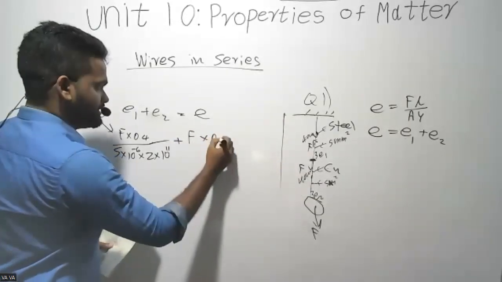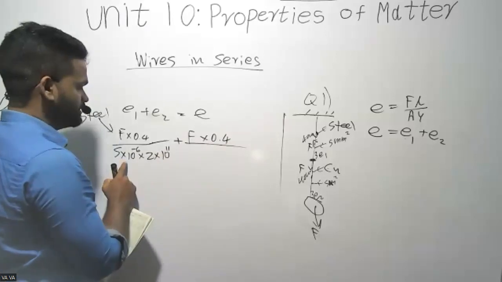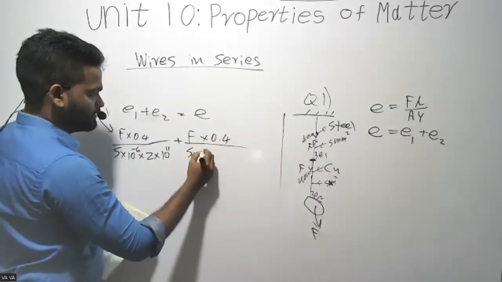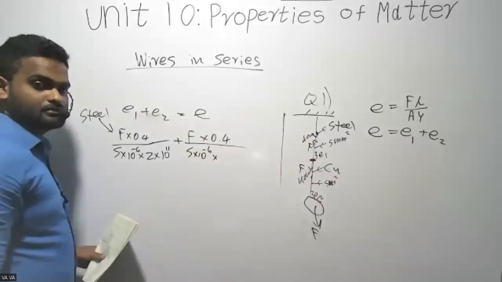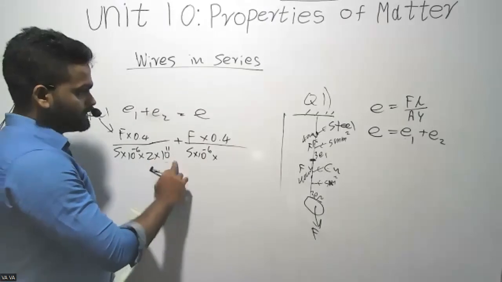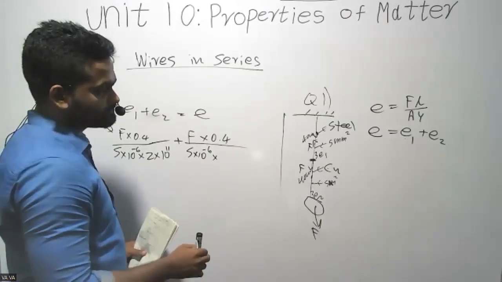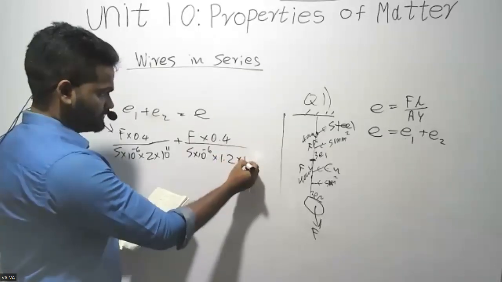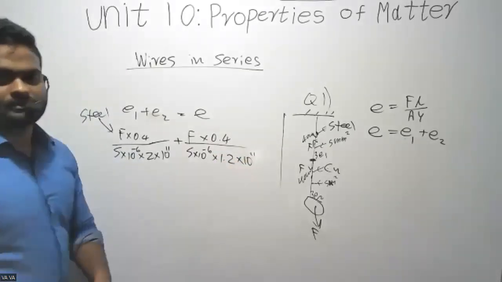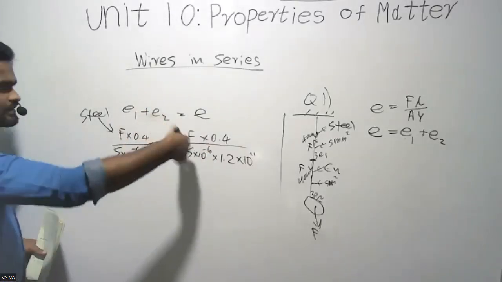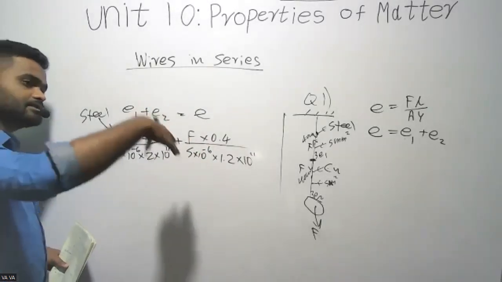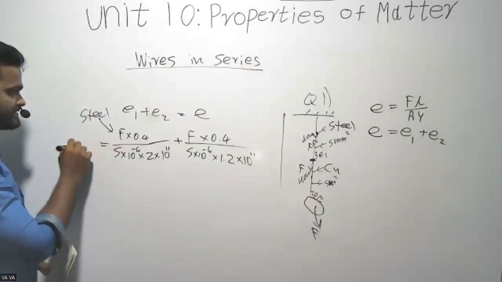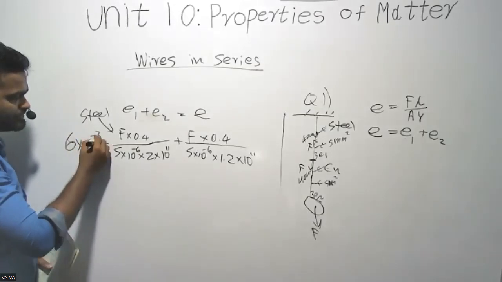Length is 40 centimeters, 0.4 meters. Cross section is same, right? 5 minus 6 converting to meter squared. Young's modulus for copper is 1.2 times 10 to the power 11. Okay, so this also is somewhat covered. Then this whole thing is equal to E. E is the sum of total extension. So that is 6 millimeters, 6 times 10 to the power minus 3.